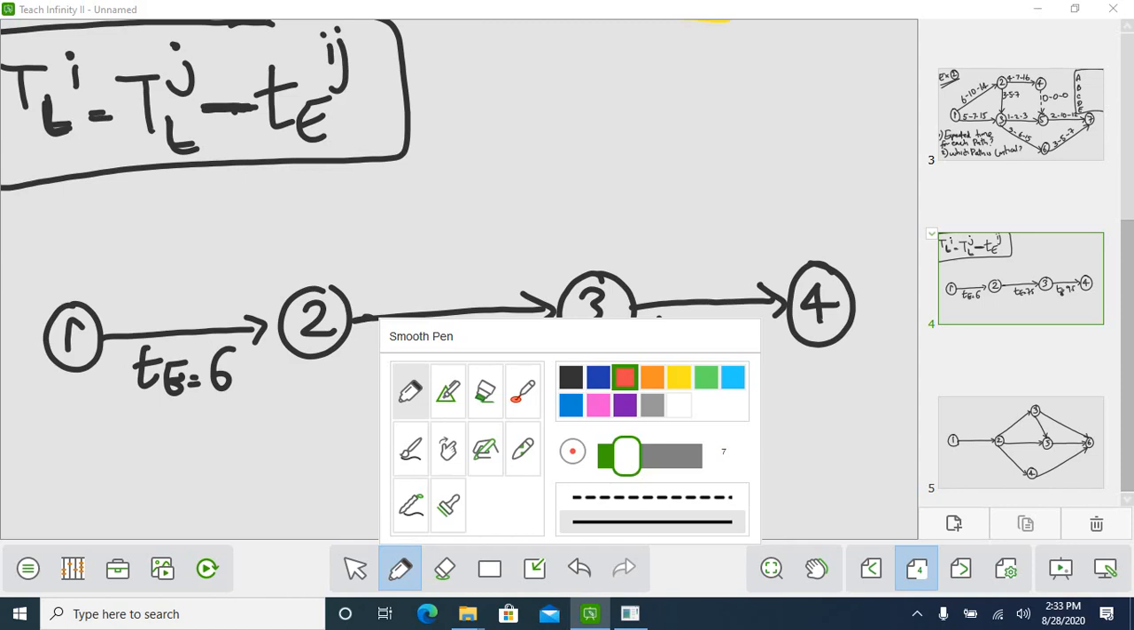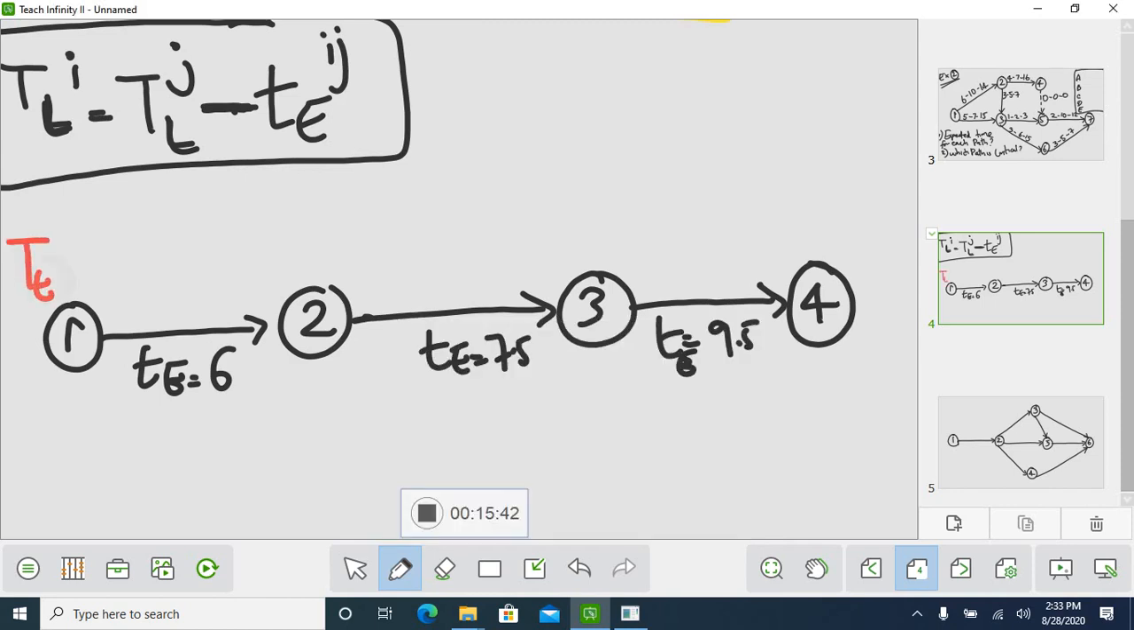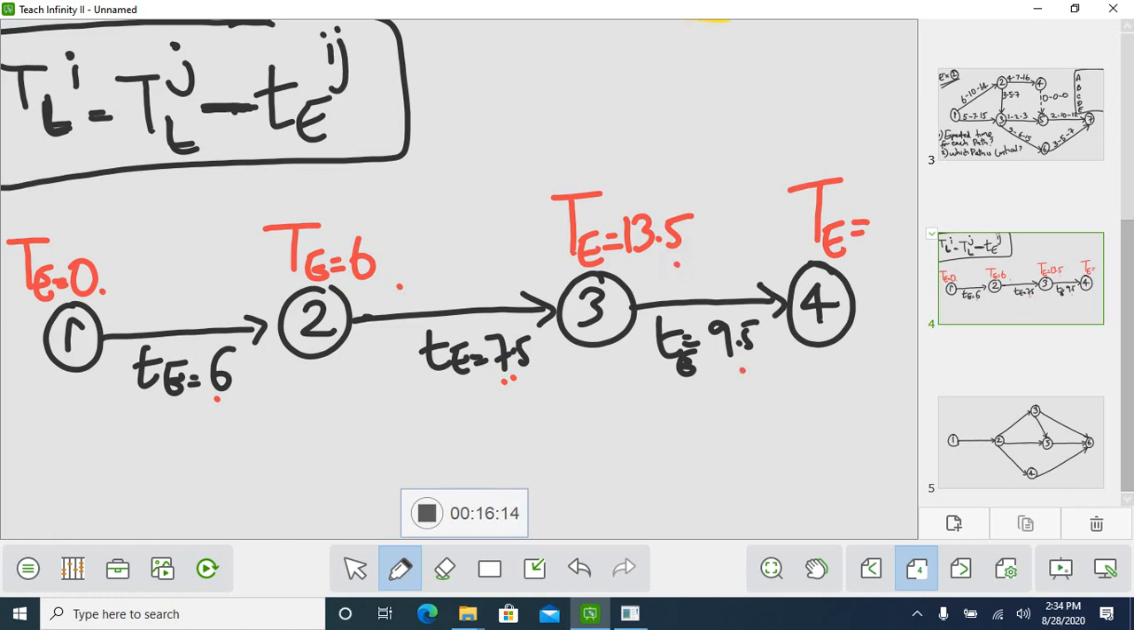So here you have to know what is TE. For everything you have to calculate the TE, that is the earliest expected time. We have calculated it already, no? The same example we have seen. So for 1, you will always have 0. For 2, 0 plus 6 is 6. For 3, 6 plus 7.5 is 13.5. And 13.5 plus 9.5 is 23. So this is your earliest expected time.